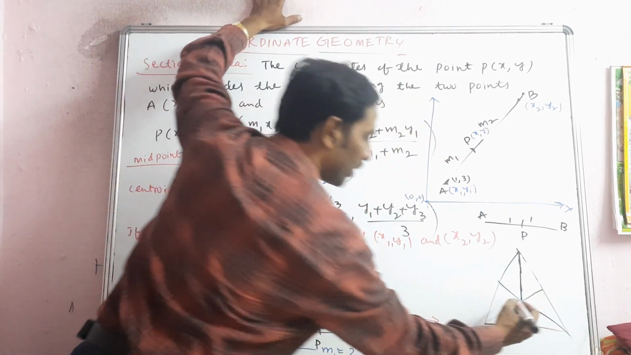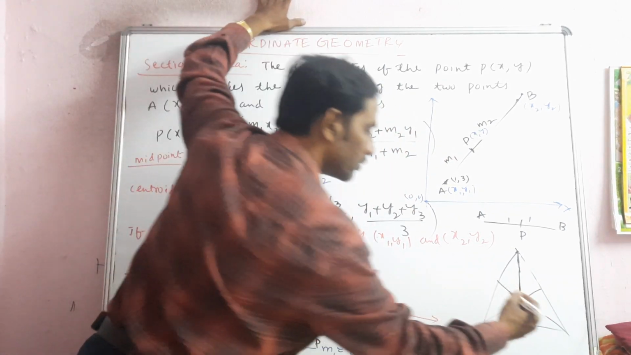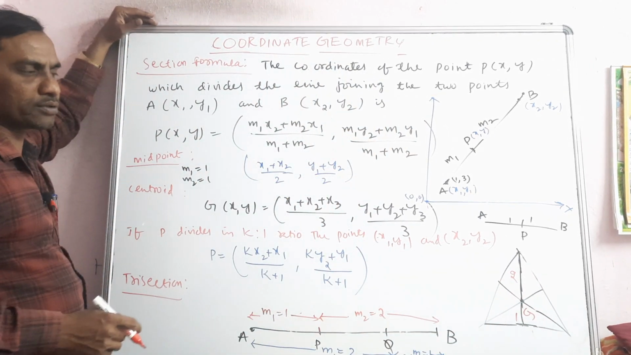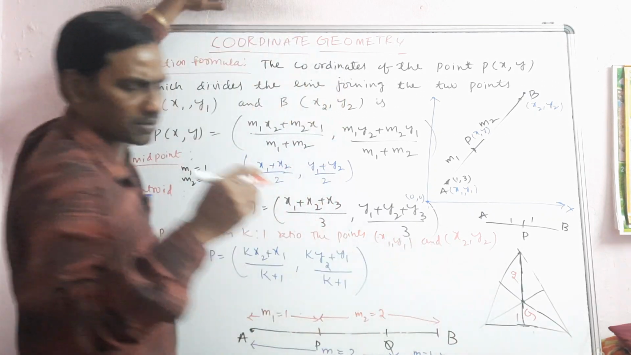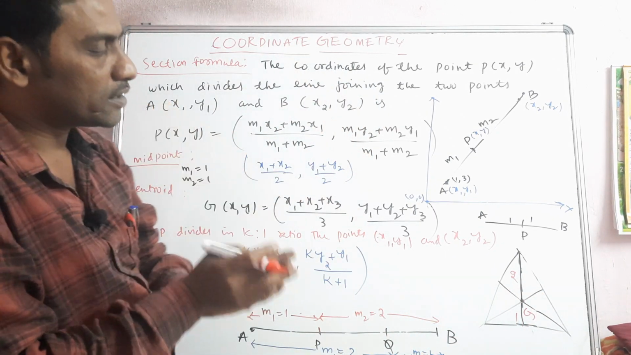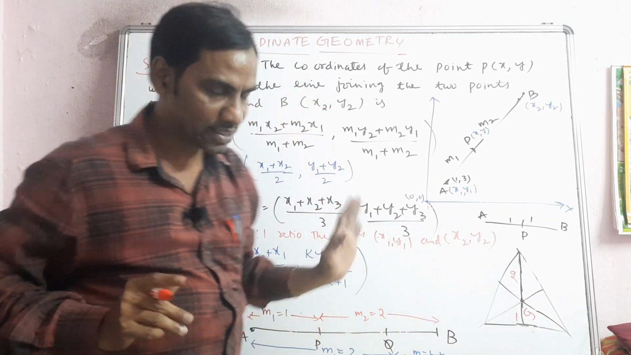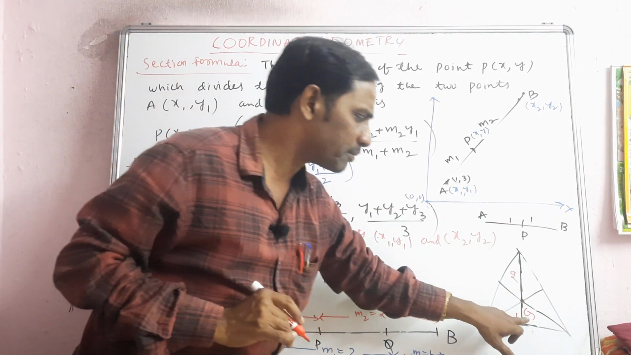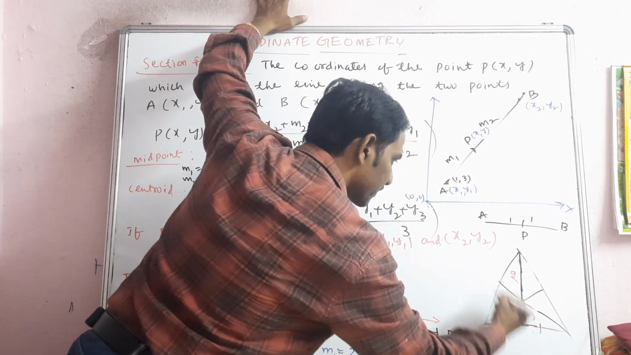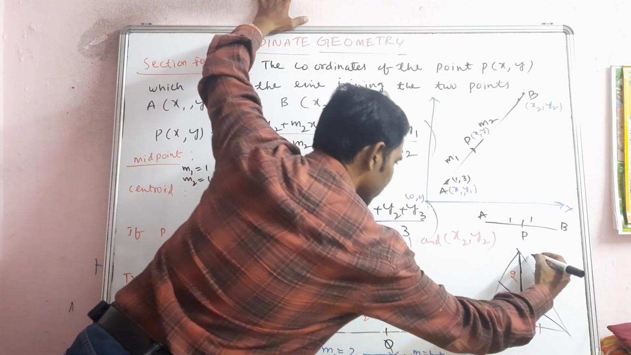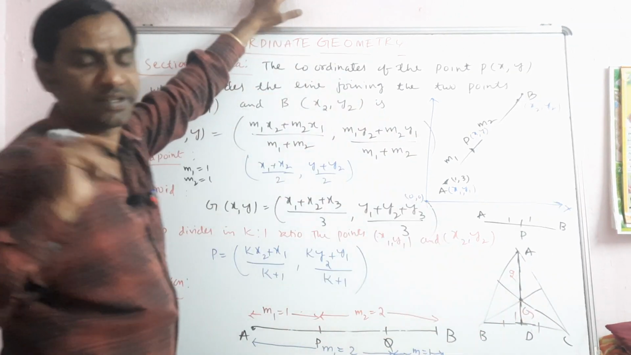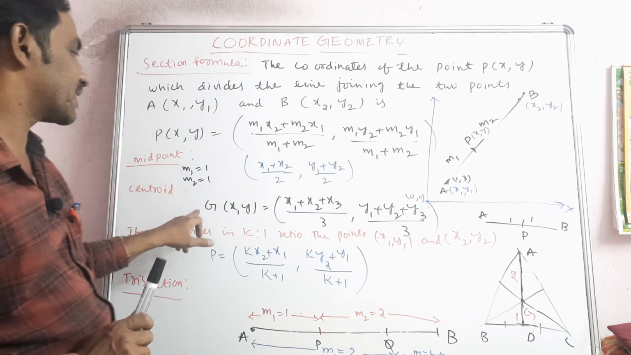The centroid will divide each median in the ratio 2:1. Now don't say altitude; altitude and median will be the same only in an equilateral triangle. A median divides the opposite side into two parts. For example, in triangle ABC, if the midpoint is D, then BD will be equal to DC. That is called a median. So the centroid you can take like this.